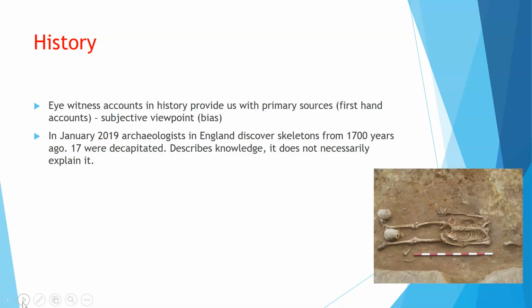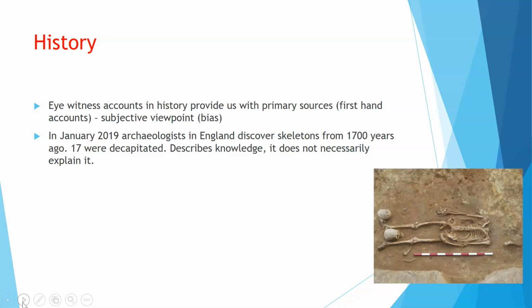So, for example, just this year in January 2019, some archaeologists, it was people digging in a car park, or to create a car park or something like that, and they came across these bones, and they actually discovered 52 skeletons, and 17 of them they found had the skull between the feet. And so a lot of the work was then going to try and work out why that was, they had been decapitated, and it was quite a clear cut why that had happened.